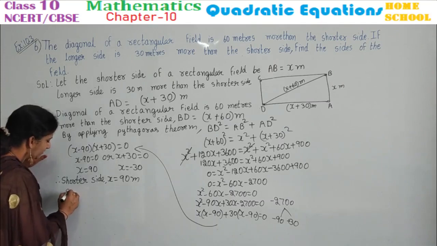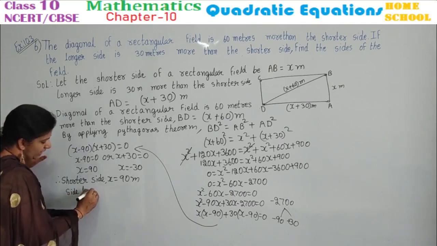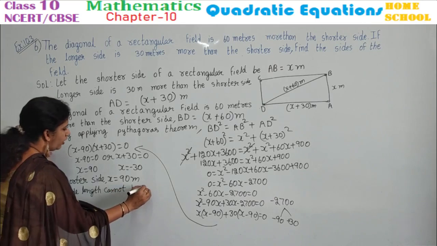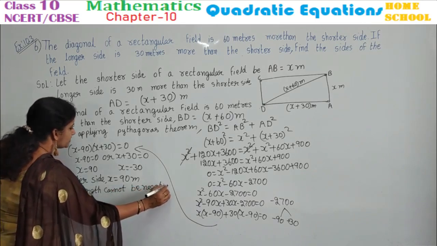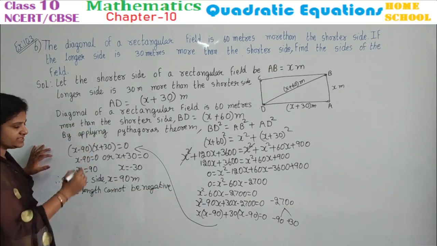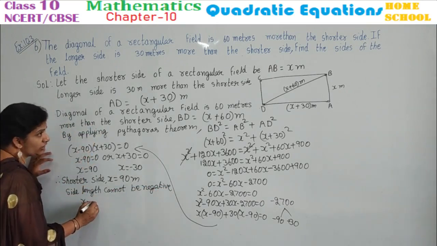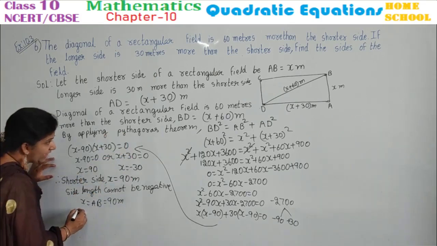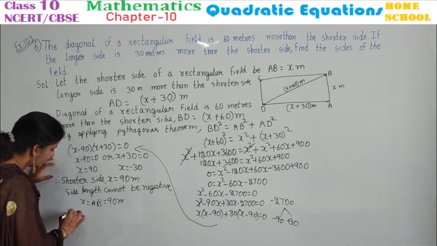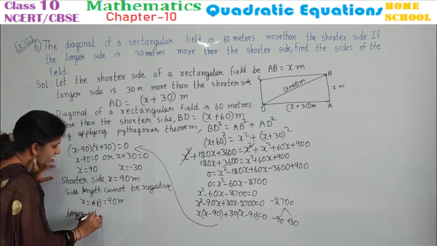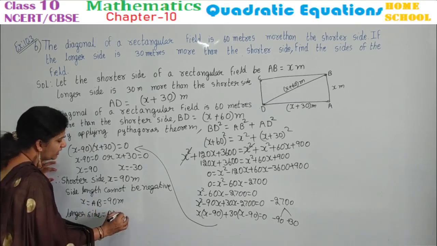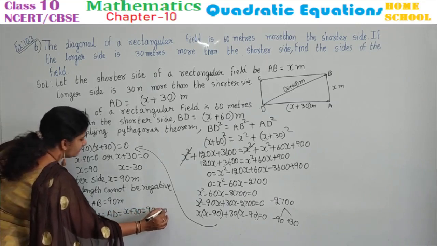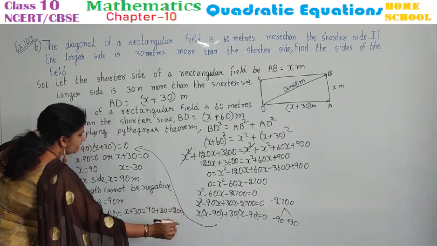So side length cannot be negative. Therefore, we take the positive value. Shorter side x is equal to AB is equal to 90 meters. Then what about the longer side? Longer side is equal to AD equal to x plus 30. That will be 90 plus 30, 120 meters.